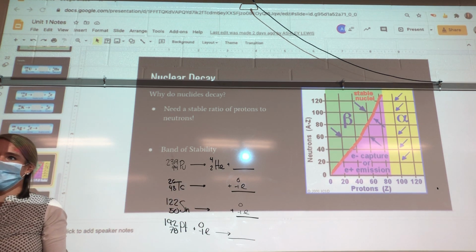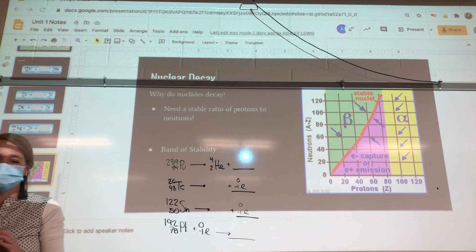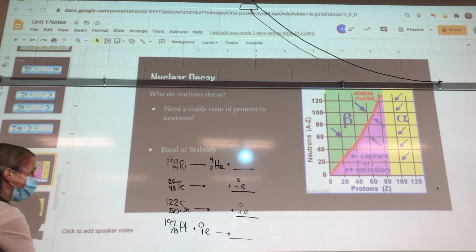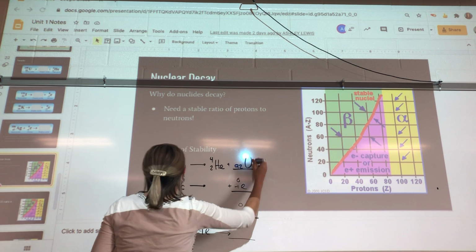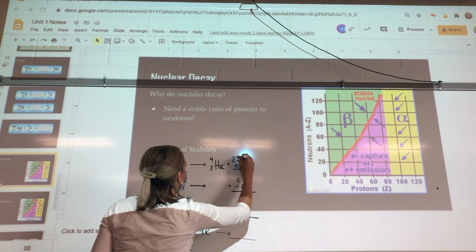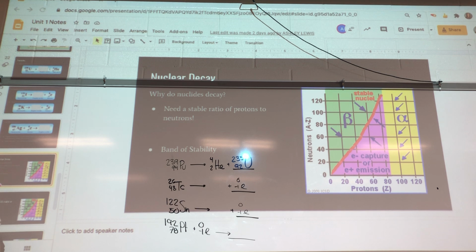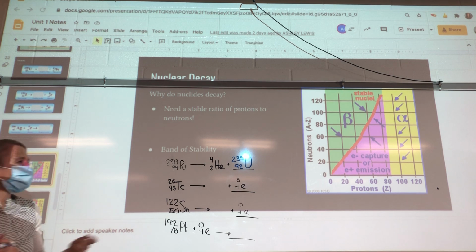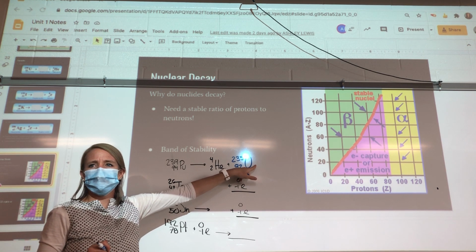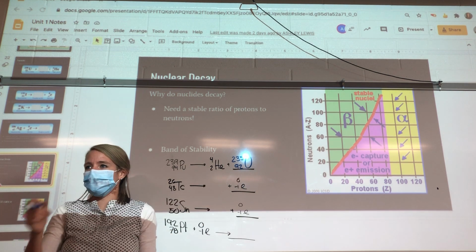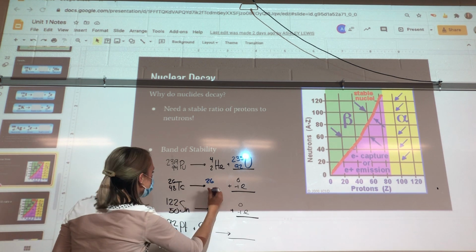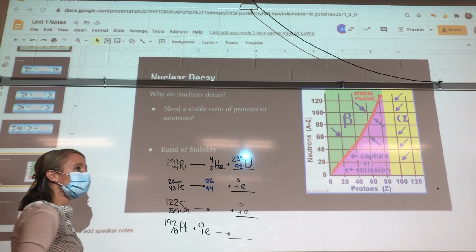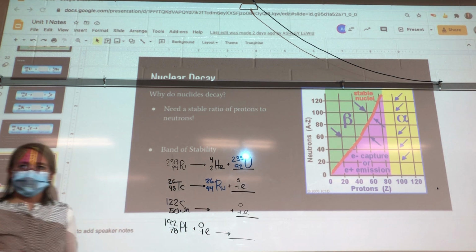Okay, everyone ready to check? Okay, for each one that you get correct, you can have a smiley face. So this first one right here, you should have 92, uranium 235. Questions on that one? Now someone just remind me, why did the element change? Because the protons change. If protons change, we make a new element, right? Okay, this one you should have 26 on the top, 44 on the bottom, which gives us that.